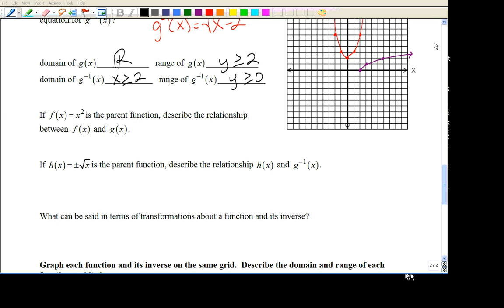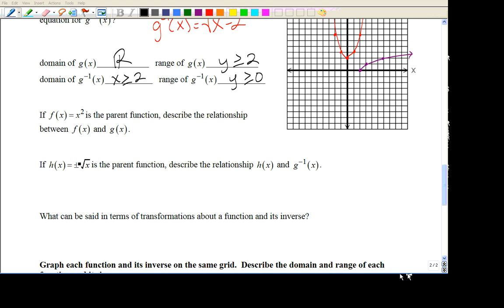So in this last part, if f of x is equal to x squared as a parent function, describe the relationship between f of x and g of x. Well, they're reflected over the line y equals x, but they have not completely identical graphs because g of x has to remain a function. Because if we include the bottom part, it would fail the vertical line test.